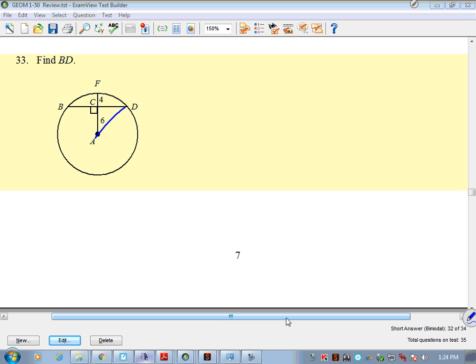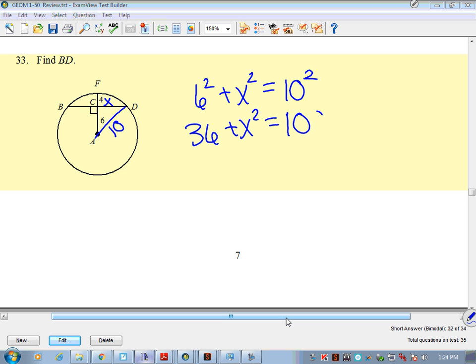They show me that the entire radius is 10. I'm going to solve for that guy right there. So 6 squared plus x squared equals 10 squared. 36 plus x squared equals 100. Somebody ask a question? Yeah, where do you get the 10 from? 4 plus 6 is 10. So that tells me that the radius is 10.